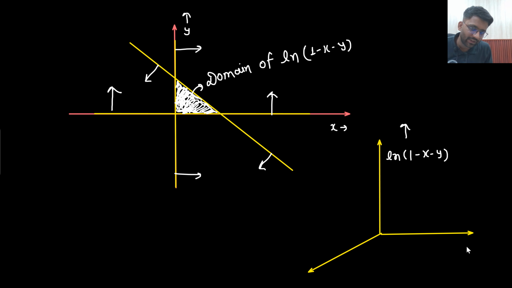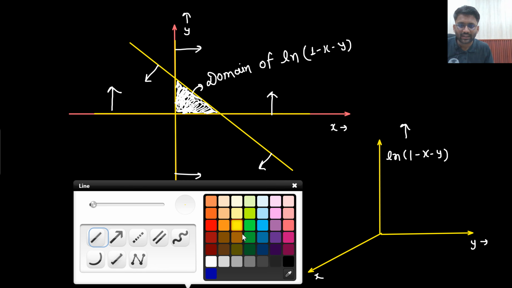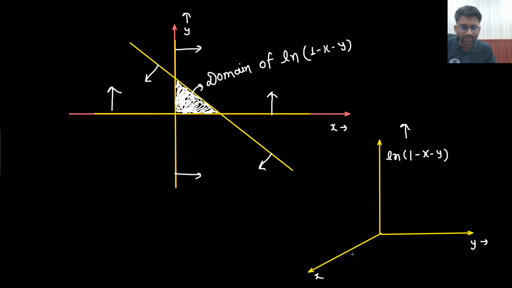When you draw the graph of ln(1 minus x minus y), let's say this is your x-axis and this is your y-axis, then the graph will be drawn only in this region. This is the point x equals 0, y equals 1, and this is x equals 1, y equals 0. So only in this much region the graph will be drawn.